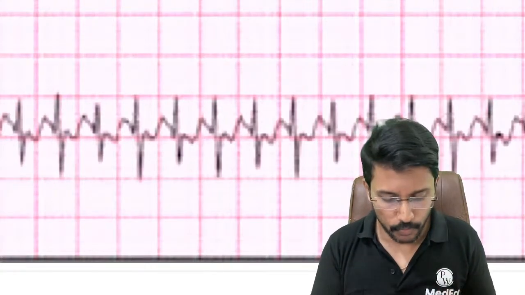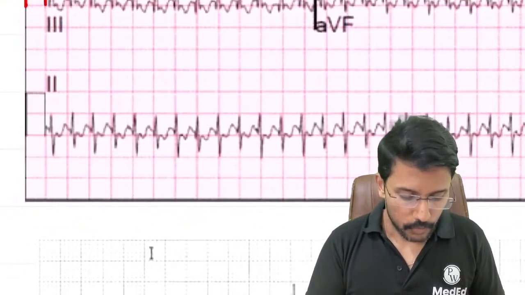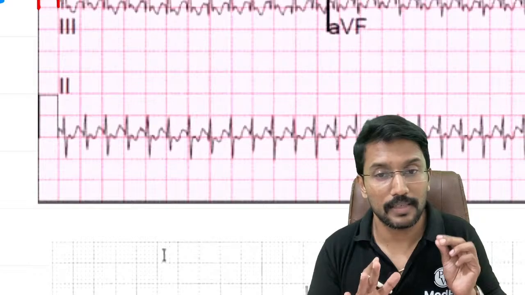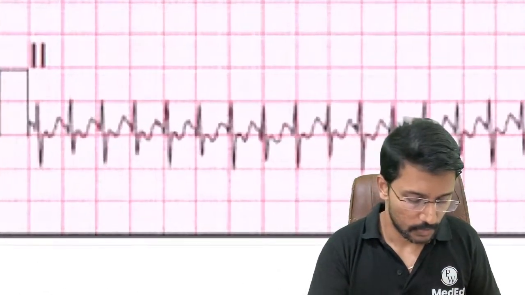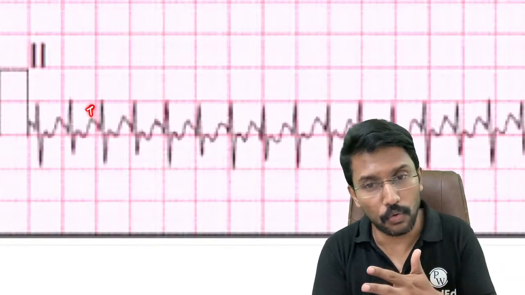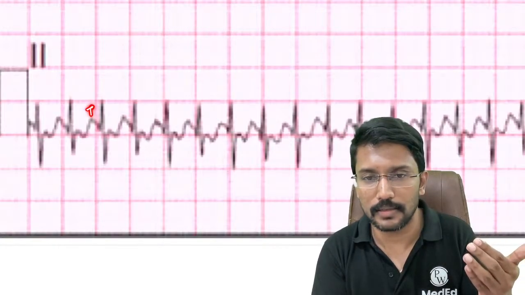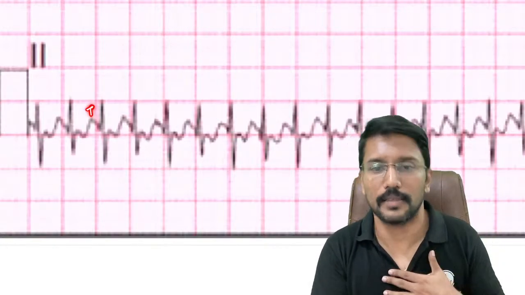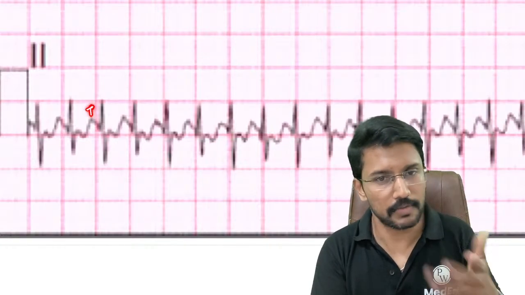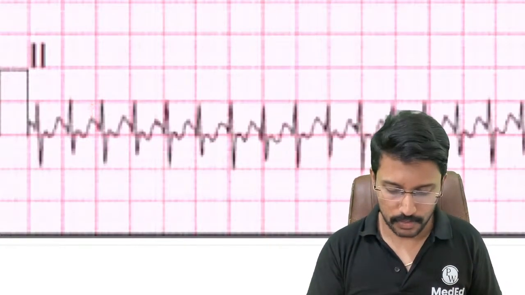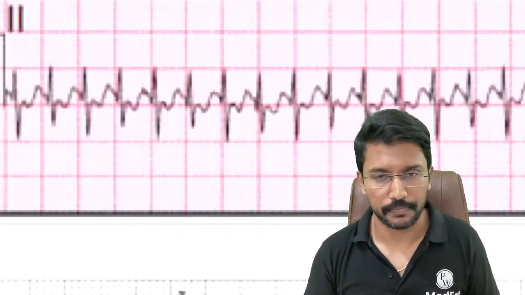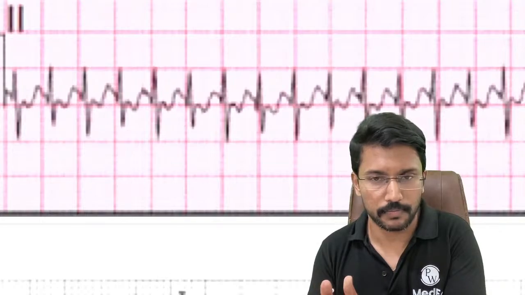So the simple hack is, when you get a rhythm strip and you see some upright wave other than the QRS, start labeling it as a T wave, because absent T waves are relatively rare. Then look for whether I find anything else to call a P wave. If I find anything else, then that means I have P waves. If I don't find anything, then take it as T waves are there, P waves are not there. So I will take it as absent P waves.